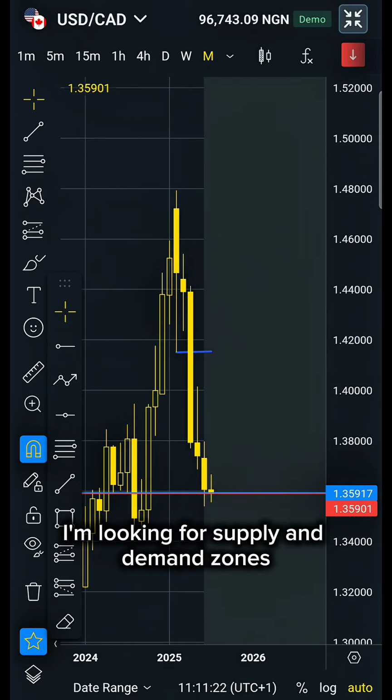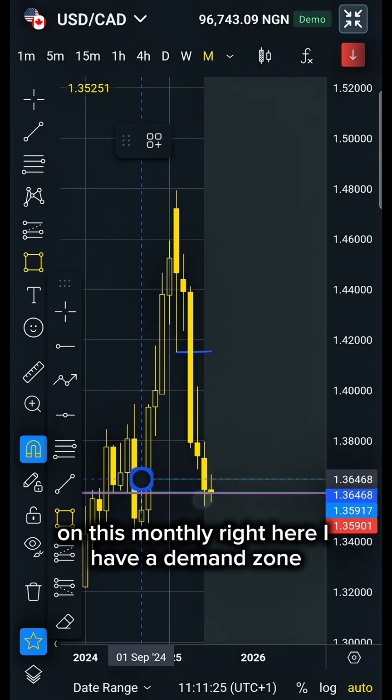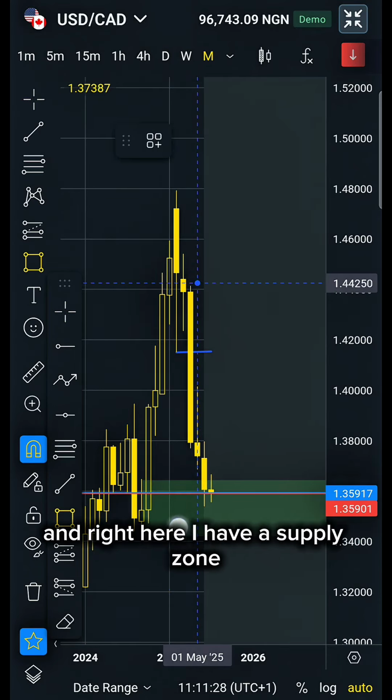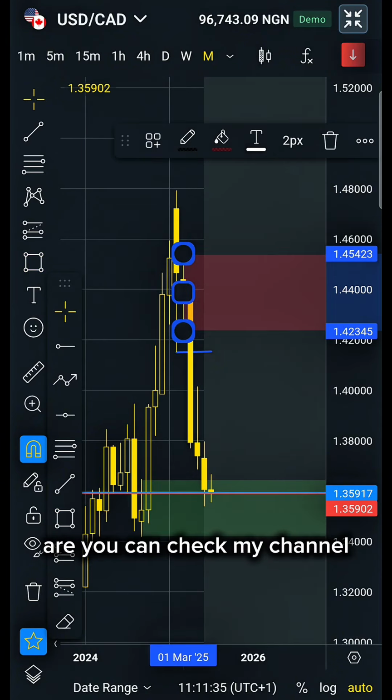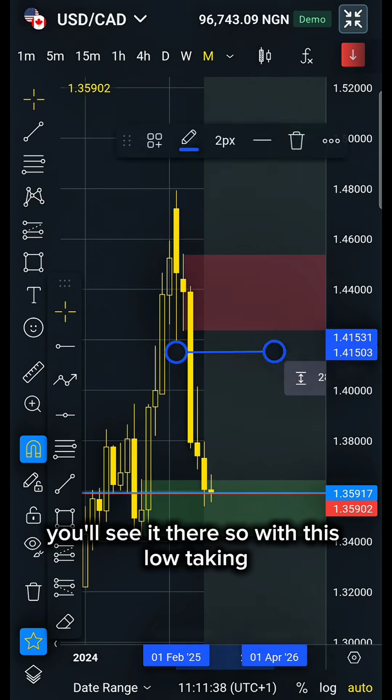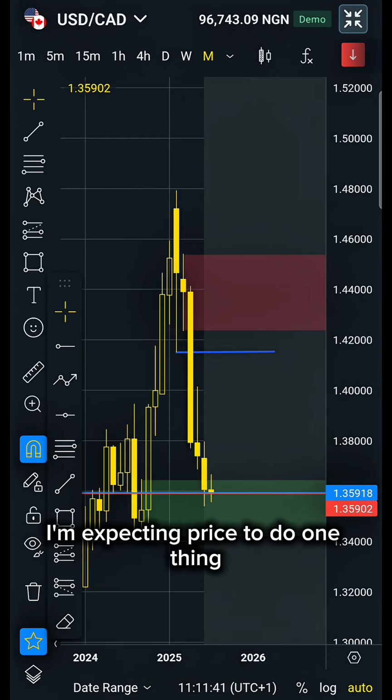So if this low has been taken out, I'm looking for supply and demand zones on this monthly. Right here, I have a demand zone, and right here, I have a supply zone. If you do not know what supply zones and demand zones are, you can check my channel. I have explanations about it. You'll see it there. So with this low taken, I'm expecting price to do one thing.